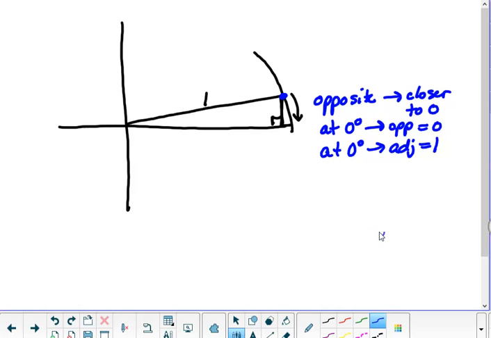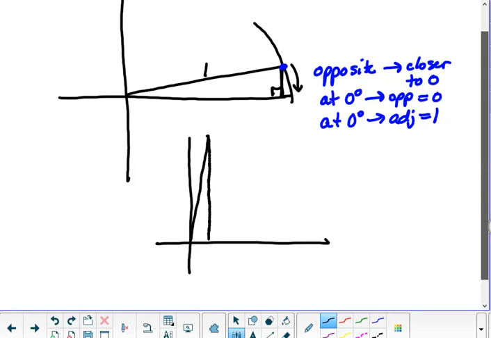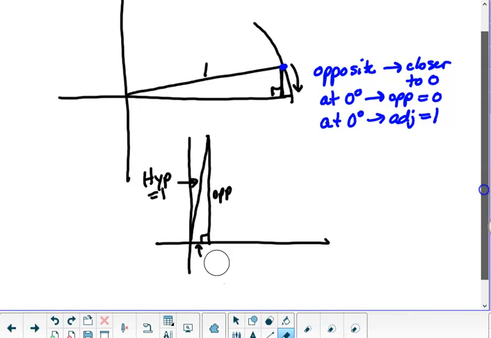Now, let's think about what happens when we have an angle really close to 90. So I'm going to draw an angle really close to 90, drop down the perpendicular line. Here's my little triangle. So here's the hypotenuse equal to 1. That's kind of hard to see. Let me write that a little better. So here's the hypotenuse equal to 1 right there. Here's the opposite side. Here's the adjacent side. I'm having a little trouble writing right now.